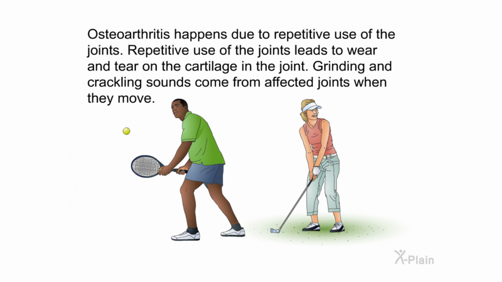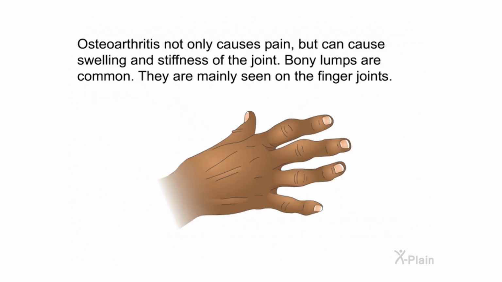Osteoarthritis happens due to repetitive use of the joints. Repetitive use of the joints leads to wear and tear on the cartilage in the joint. Grinding and crackling sounds come from affected joints when they move. Osteoarthritis not only causes pain, but can cause swelling and stiffness of the joint. Bony lumps are common. They are mainly seen on the finger joints.